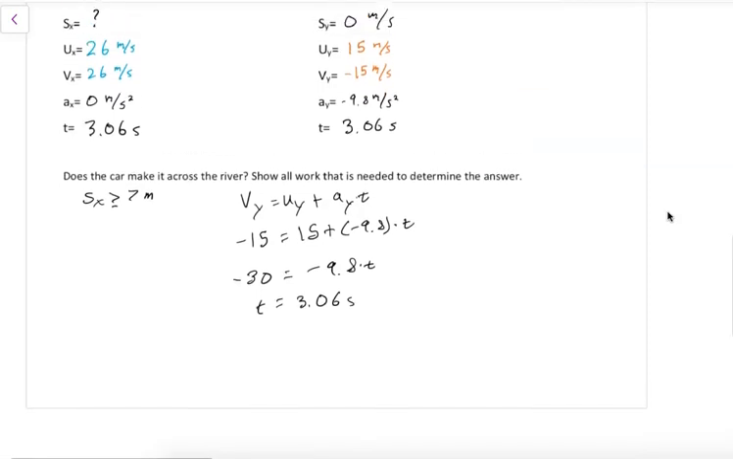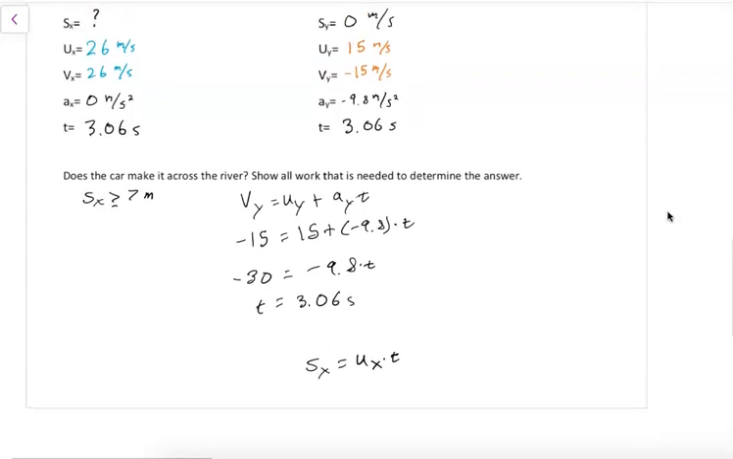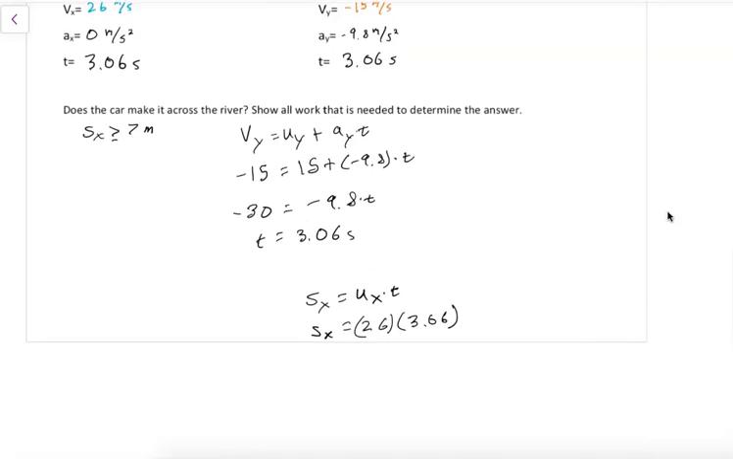So I'm going to take that value and solve for s of x. Again, there's a lot of options, but it's all going to end up here, because the plus 1/2 at squared cancels out since a is 0. So u of x is 26 meters per second, and time is 3.06. And so s of x is equal to some huge number: 26 times 3.06.